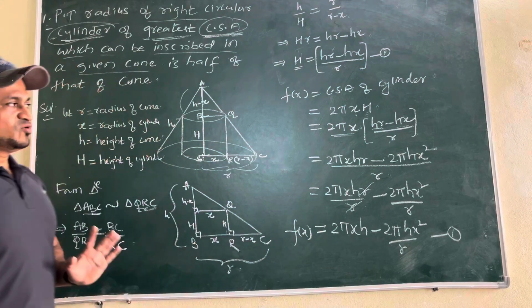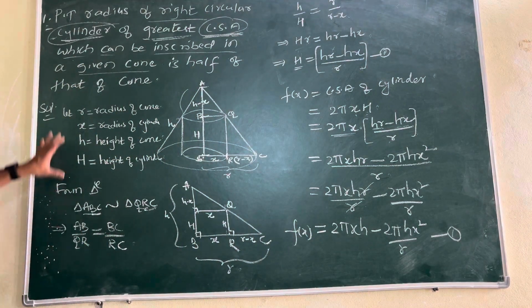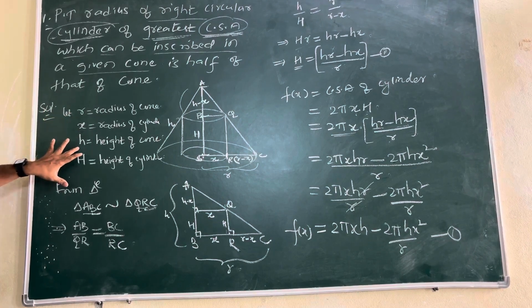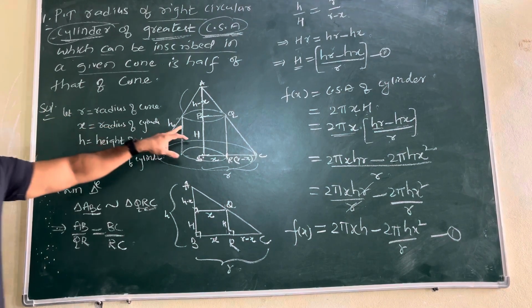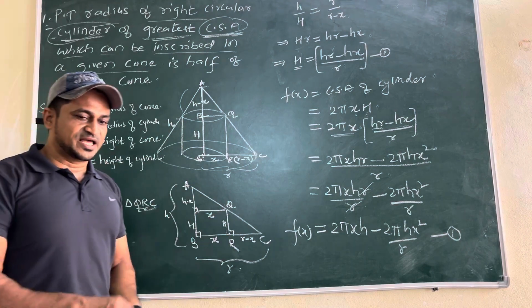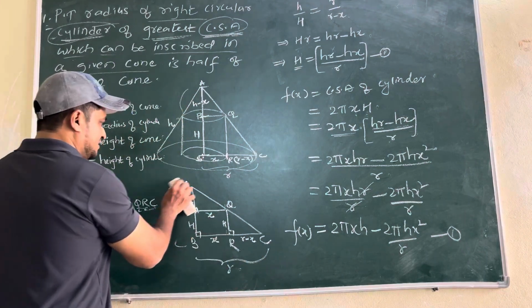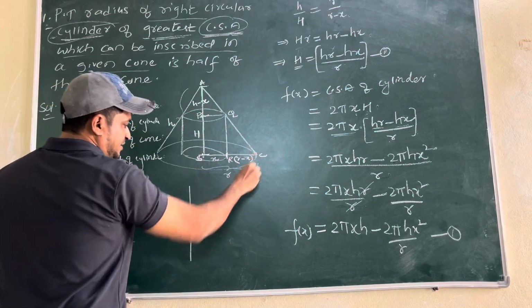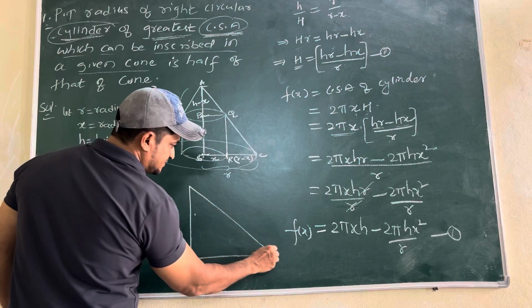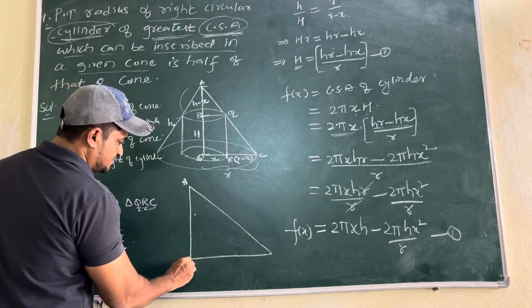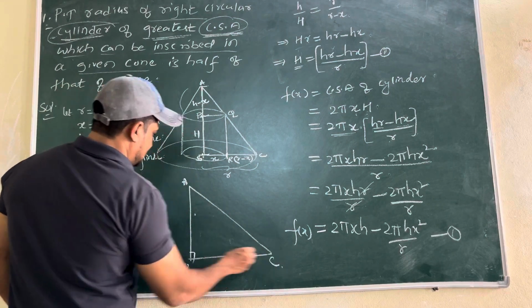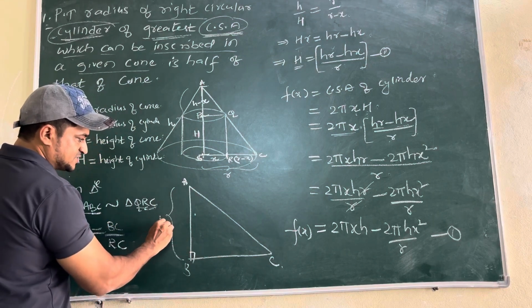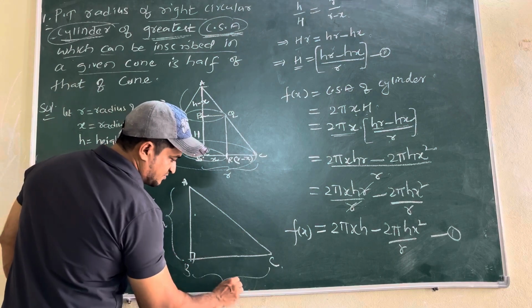Got it? What we have done, check it out once again. There is the radius of the cone, the radius of the cylinder, the height of the cone, and the height of the cylinder. You have to draw one figure. Then you can consider a triangle. This one we are taking as triangle ABC. Then this is small h, this is small r.